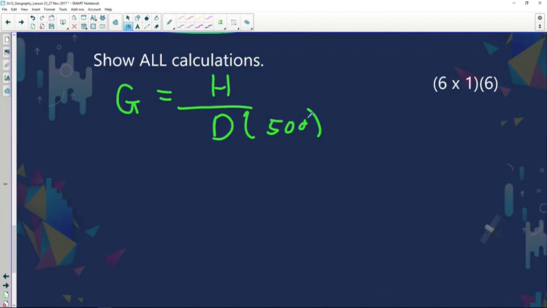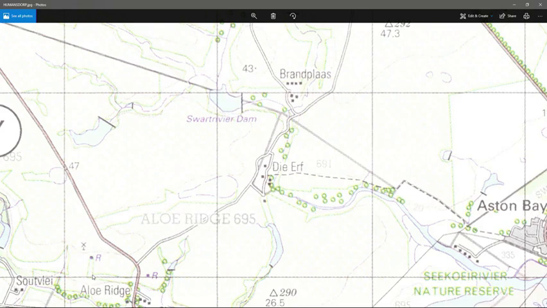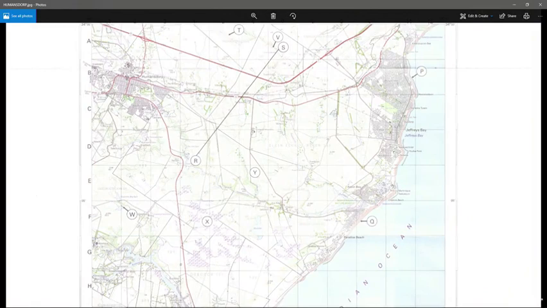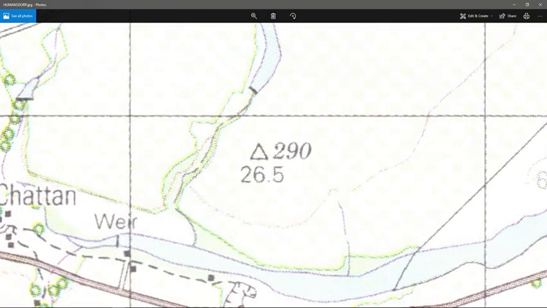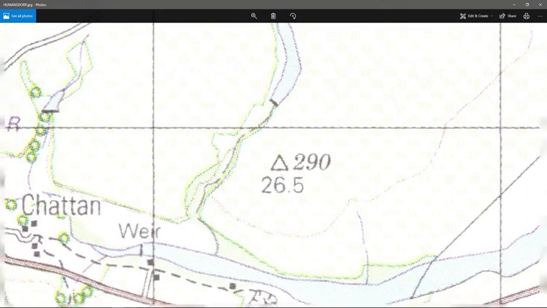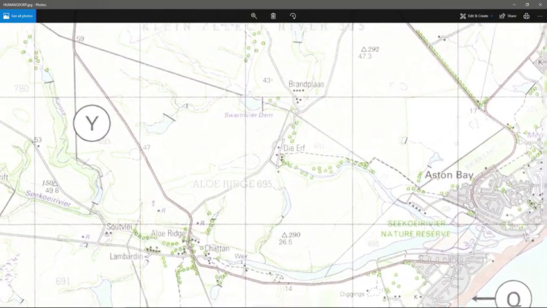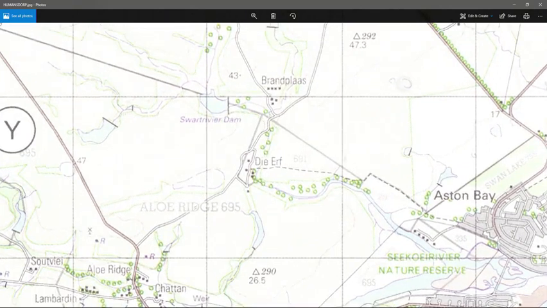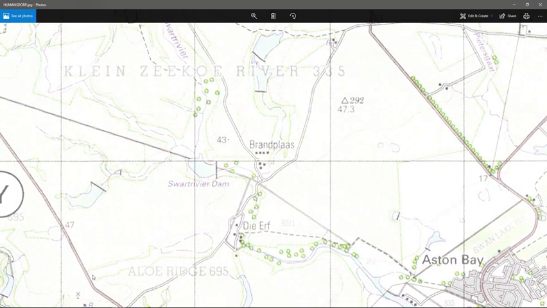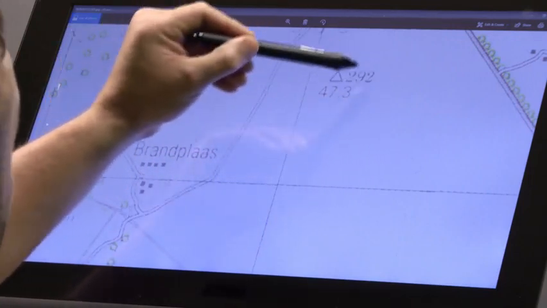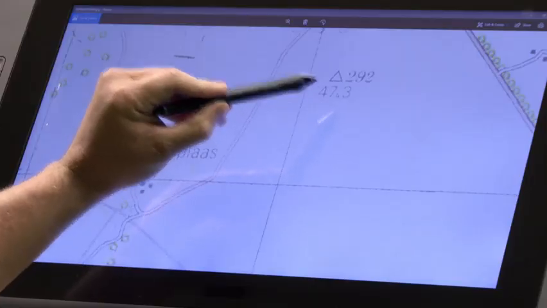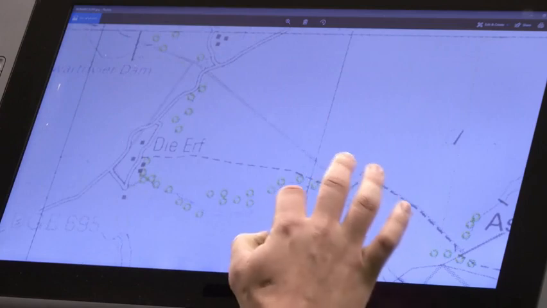Now let's quickly go and have a look at our map. Calculate the gradient in F8. There's 290, trig station 290, to the trig station in block D9, 292, as you can see, situated over there. Now, very importantly, matrics, we did discuss this before. A trig station represents altitude. Very importantly, the fat italic print is a trig station number. It doesn't represent the height. The 47.3 represents the height.